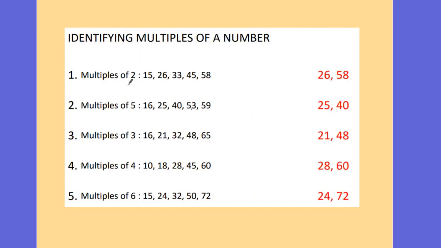Okay, let's check our answers. The multiples of 2 were 26 and 58. Notice that these are both even numbers. The multiples of 5 were 25 and 40. Multiples of 3 were 21 and 48. 4 were 28 and 60. And 6 were 24 and 72.